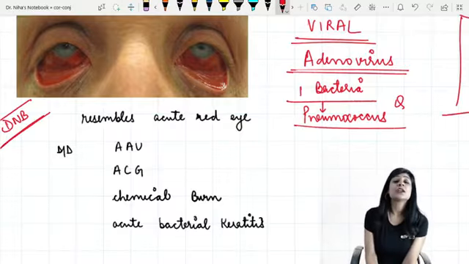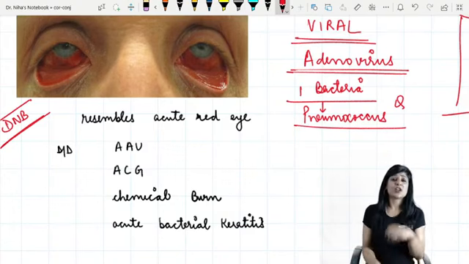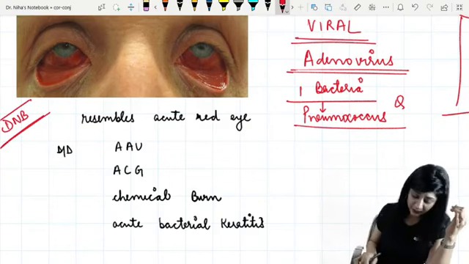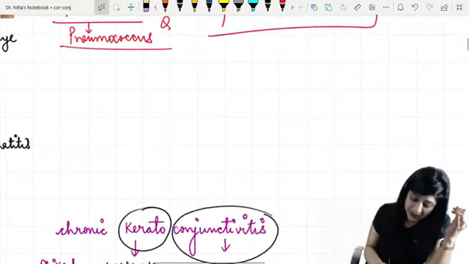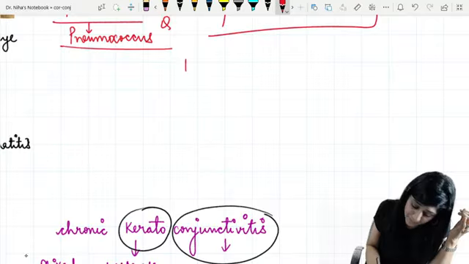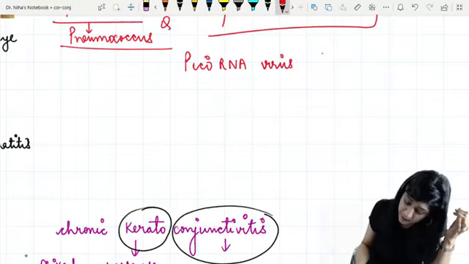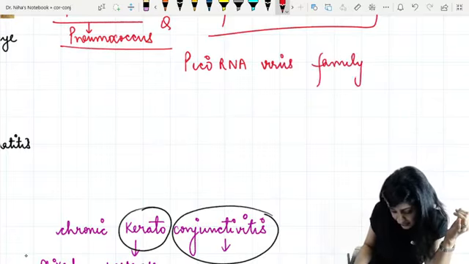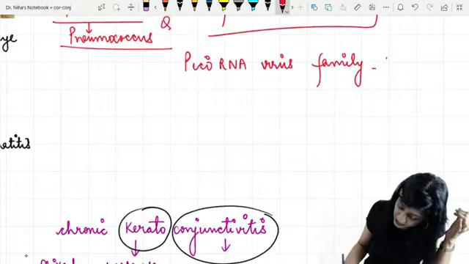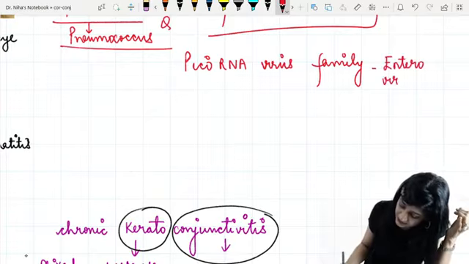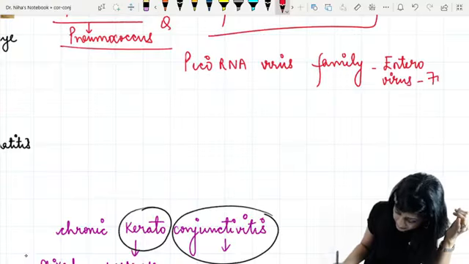Now, when I talk about acute hemorrhagic conjunctivitis, again, a lot of questions from this. What is causing this acute hemorrhagic conjunctivitis? It is caused by the picornavirus family, especially it is caused by the enterovirus type 70.